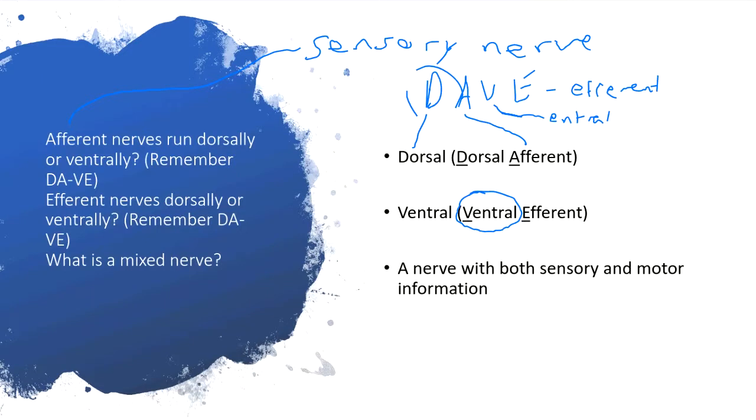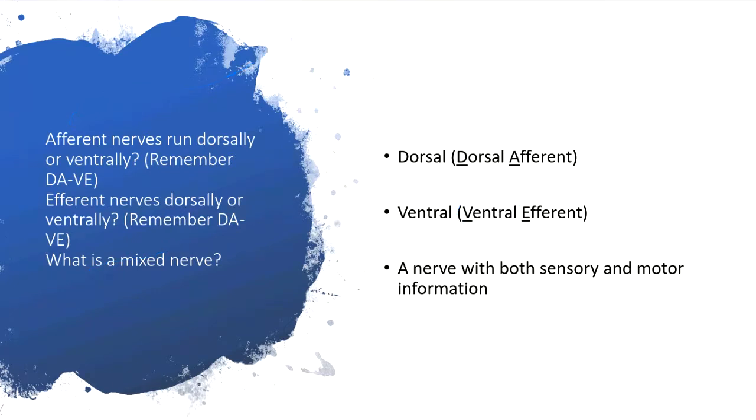And what is a mixed nerve? A mixed nerve is a nerve with both sensory and motor information. An example of this, you guys don't need to know this, is the phrenic nerve that we talked about. It has both sensory and motor information, to gauge the diaphragm, see where it's at, and elicit a motor response to get it to contract or relax, depending on if you're inhaling or exhaling.